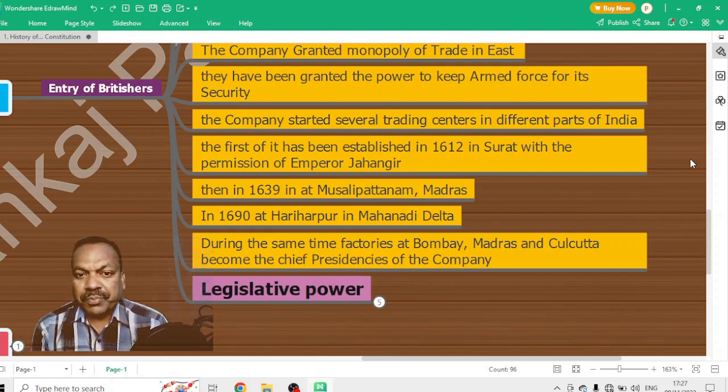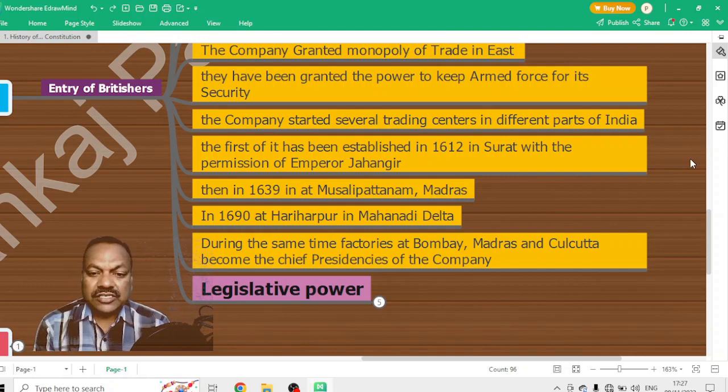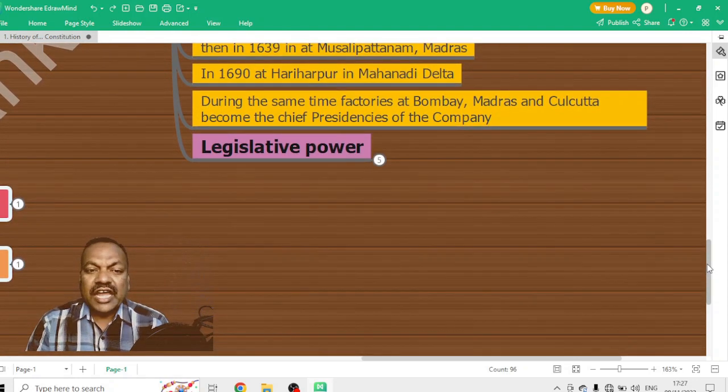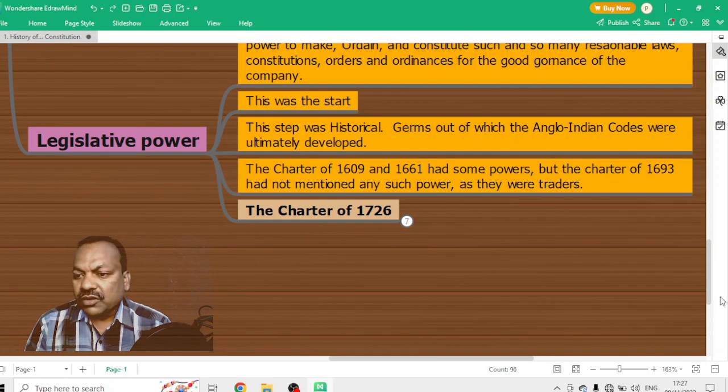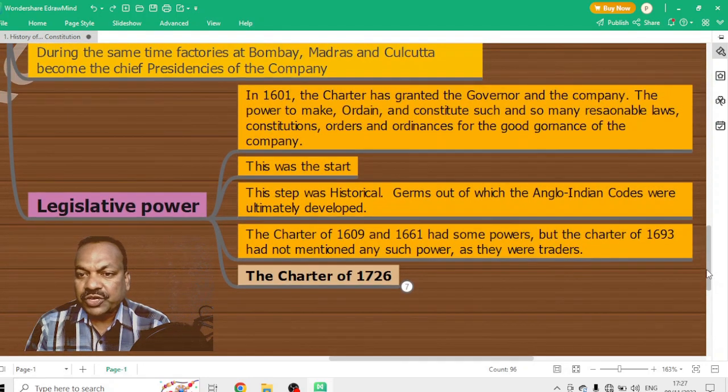During the same period, the factories at Bombay, Madras, and Calcutta became the chief presidency towns of the company, and they expanded their business in such a way. Now, to run every company, it must have certain laws, and such laws have to be prepared. For that, legislative power is required. So here we will look at the legislative power which was given to the company.